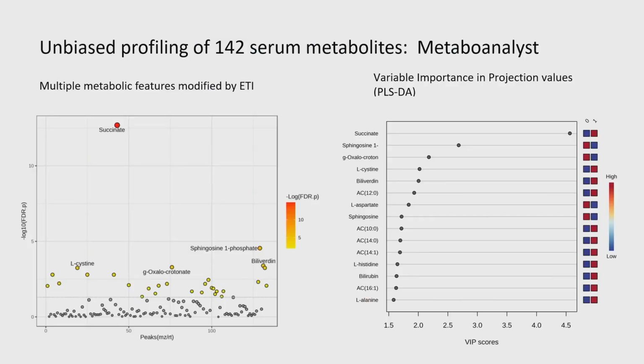So after the metabolomic score was able to process, filter, normalize the data, then we could perform unbiased profiling of 142 serum metabolites using MetaboAnalyst software. The figure on the left is particularly useful because it combines t-tests as well as fold change so that you get the most significant metabolites related to both. You can see succinate far and away above everything else, but there's other classes that are represented as well. Amino acids, oxalocrotonate, which is in the indole tryptophan pathways, sphingolipids, and then heme metabolites.